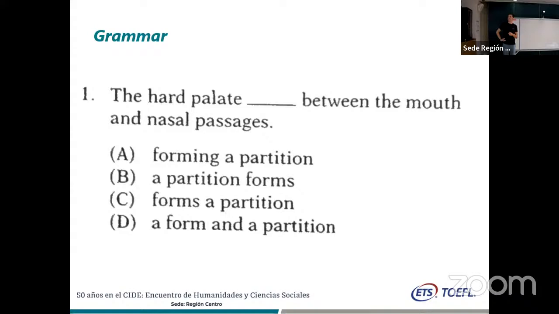And we have to choose an answer. When I read this and see only the answers, I get lost. But what I try to do is I ignore this part and I try to say, hey, what's missing here? I would say something like a verb, like is, but I identify that it's a verb, okay? And then I have to think which one is the best verb, because according to the tense, the one that is a verb here is letter C, right? Forms a partition between the mouth and so on.